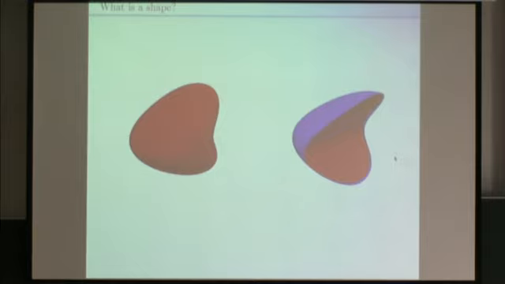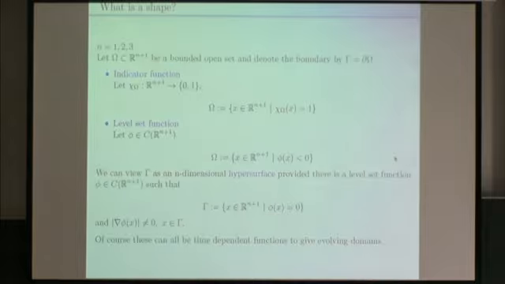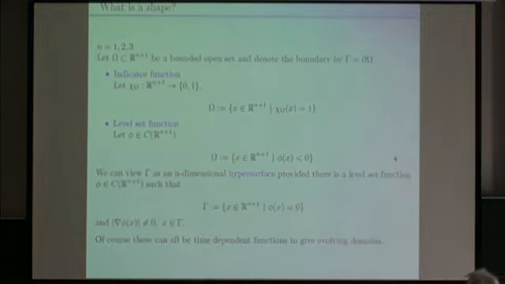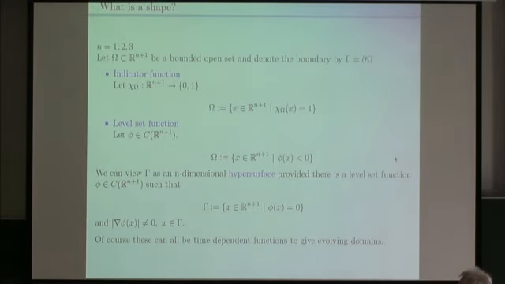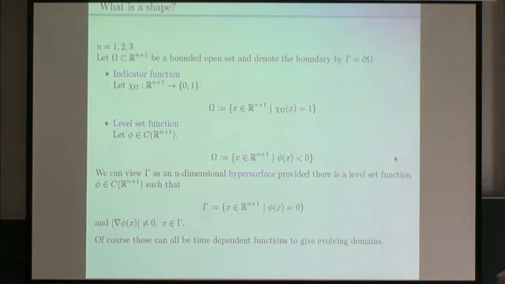If we think of the whole domain here, we think of this as a flat hypersurface in R4 with a boundary. But let's just consider it as a bulk domain to begin with. So what is the shape? So think about n equals 1, 2, and 3. So omega contained in R^(n+1) is a bounded open set. And let's suppose that gamma is its boundary.